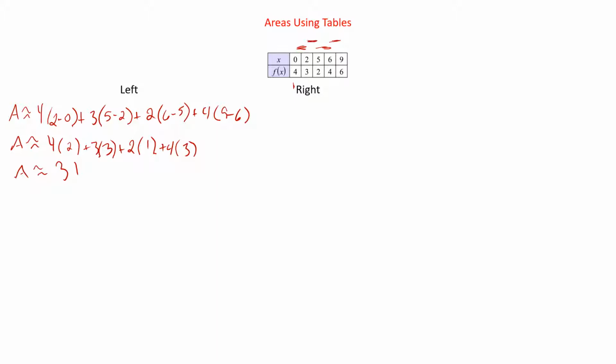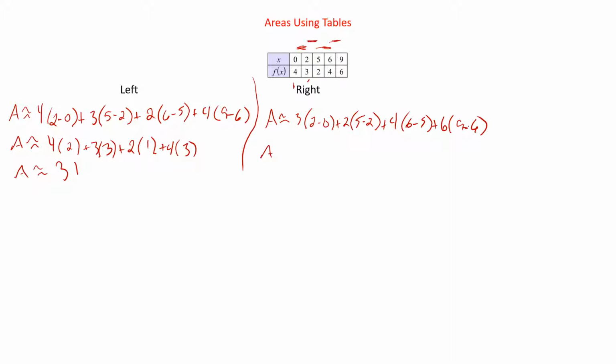Next, we'll look at the right area. Over here, instead of starting out with the 4, we'll start out by using the 3, and then we'll use the 2, 4, and 6. So in this case, we'll use that last one, but we won't use the first one. The x intervals stay exactly the same. So the area is going to be 3 times 2 minus 0, plus 2 times 5 minus 2, plus 4 times 6 minus 5, plus 6 times 9 minus 6.